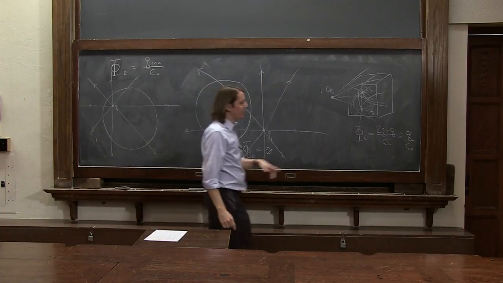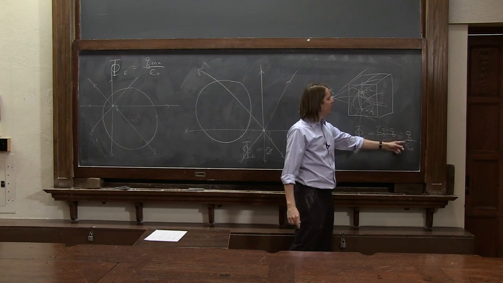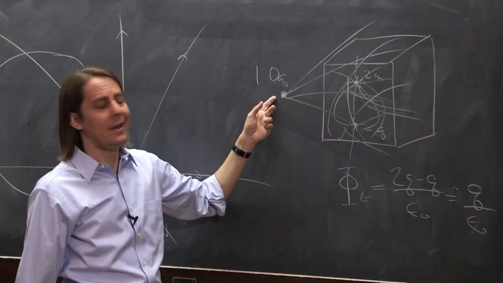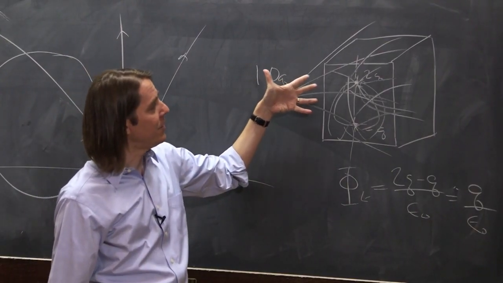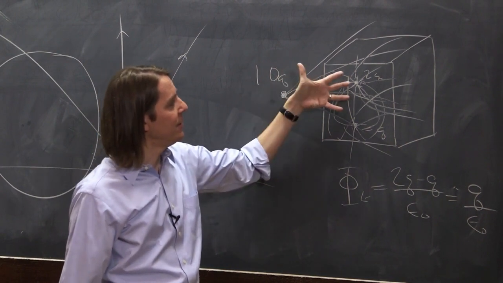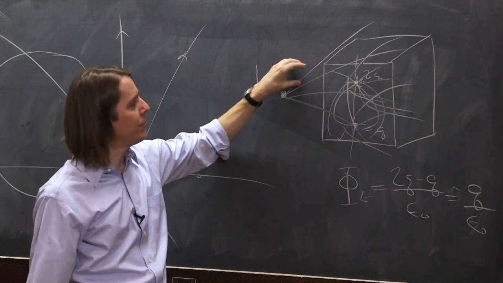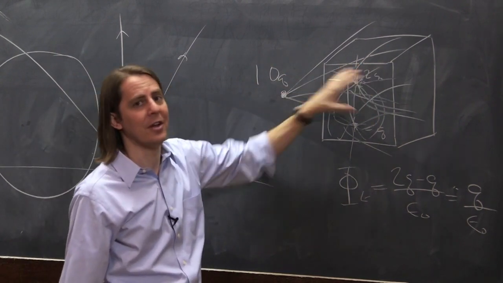But if you were to count them, the flux would still be q over epsilon naught, because all Gauss's law cares about is the enclosed charge. It doesn't care about this charge out here. It is true, this charge makes field lines, and it makes a field that penetrates the closed surface, but it goes in and it comes out, and its flux cancels. It doesn't create any flux inside the closed surface because it's not inside, it's on the outside.